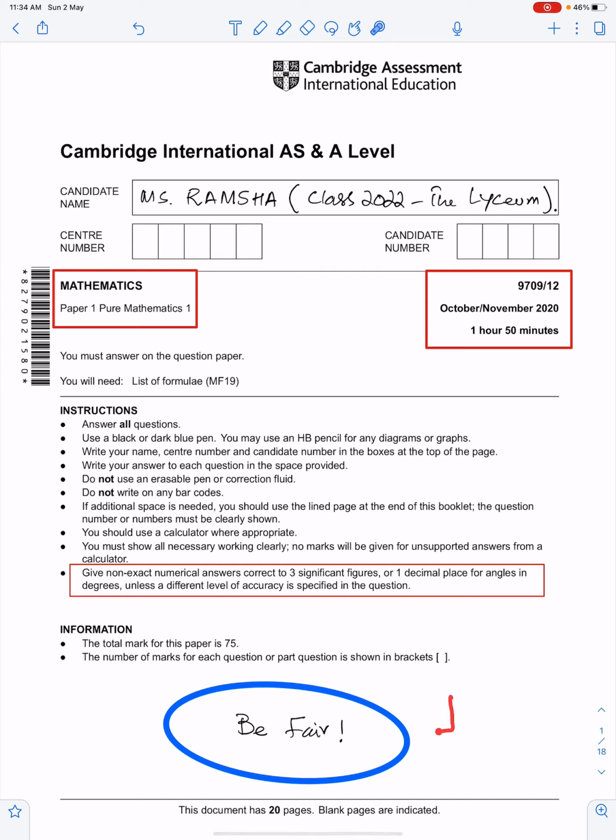An important advice for me and for everyone, we should be fair to others. Two important tips for you to solve the paper in a good way. Number one, avoid careless mistakes. Number two, read the questions carefully.